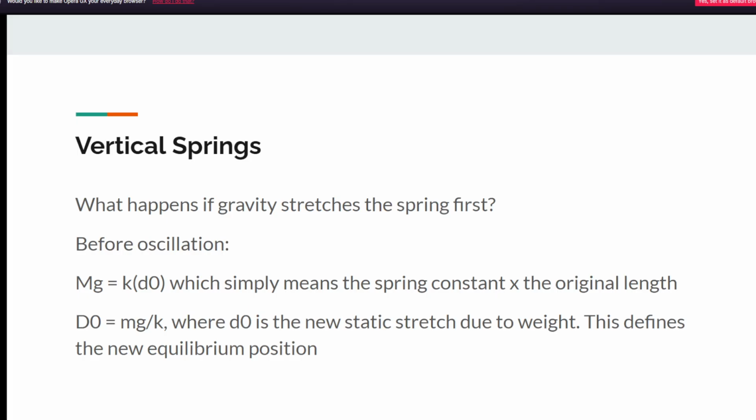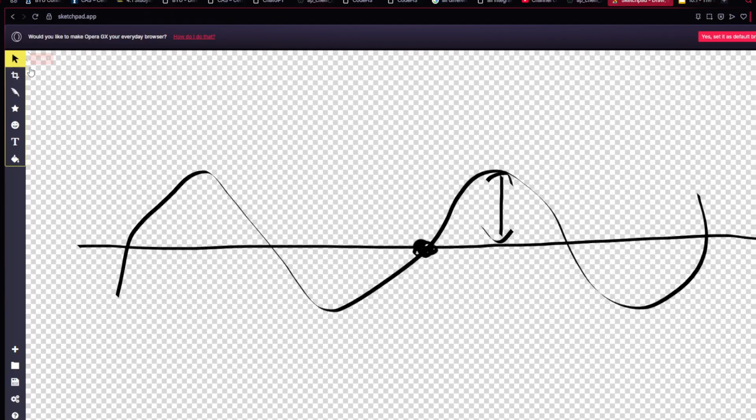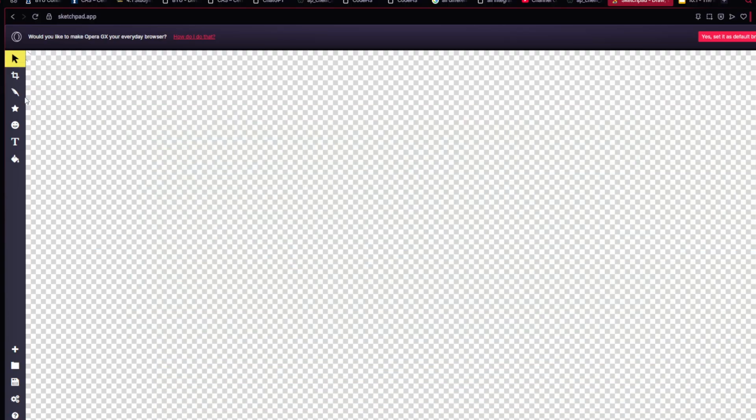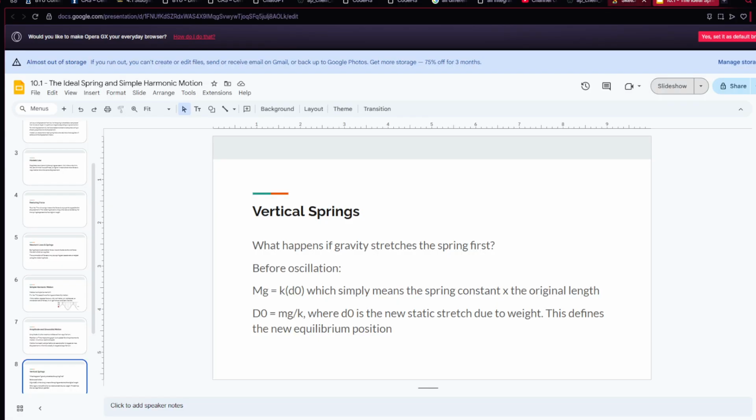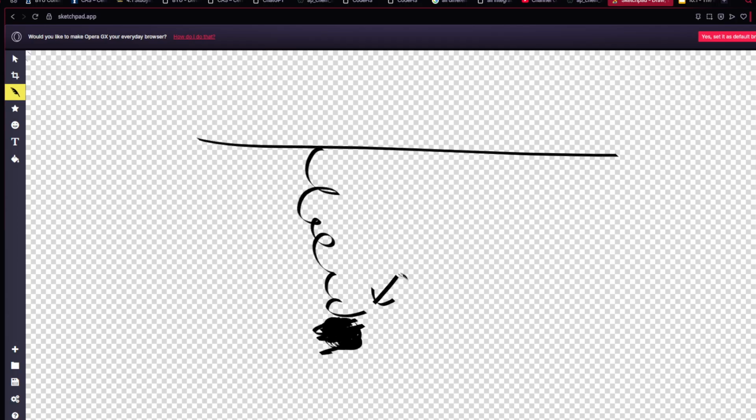So what happens if gravity stretches the spring first? So let's say we have a ceiling here and there's a spring just like that. And let's say we have a ball here. Now, the force applied is gravity, so it would be equal to the mass of the ball. Technically the mass of the spring as well, but if we ignore it as negligible, then it would just be mass times gravity, which is the force of gravity, as you know, is equal to kx.